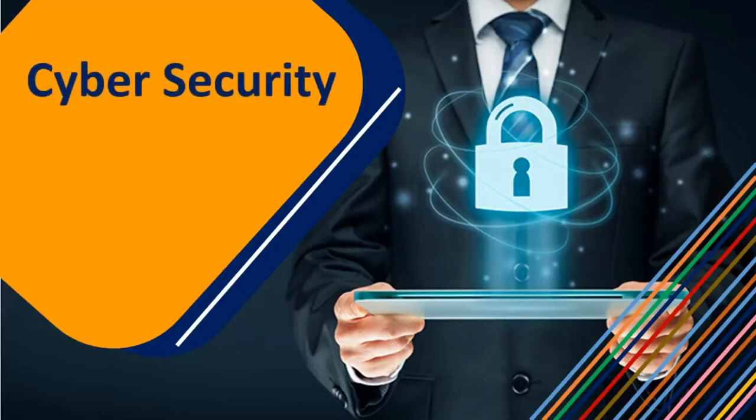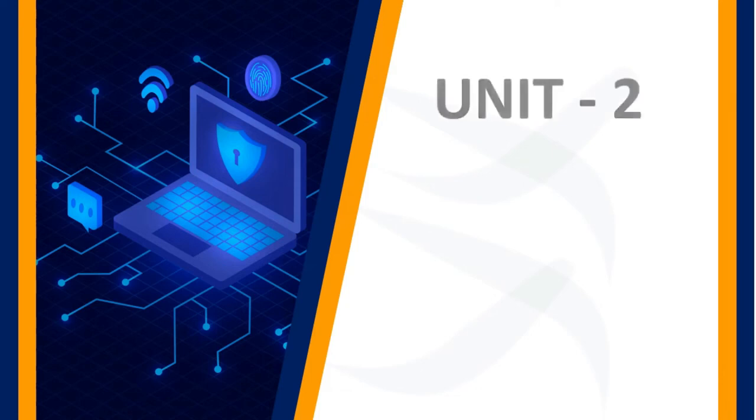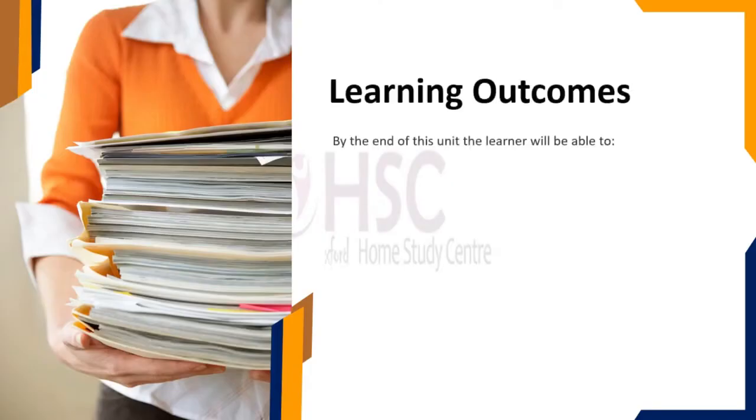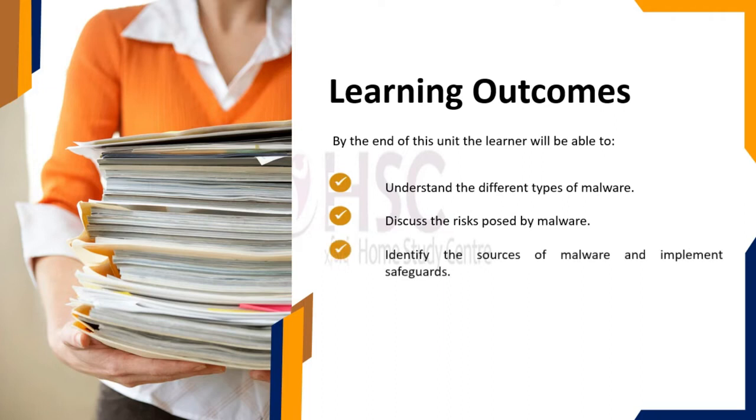Cybersecurity. Unit 2. Malware and its types. Learning outcomes. Understand the different types of malware, discuss the risks posed by malware, identify the sources of malware and implement safeguards.